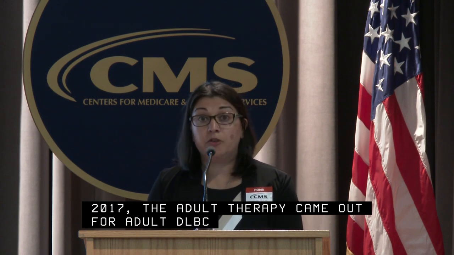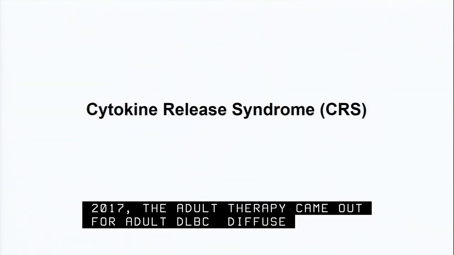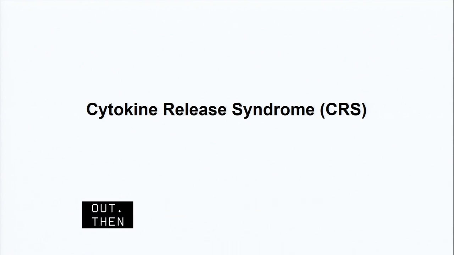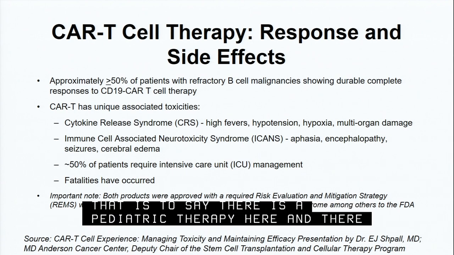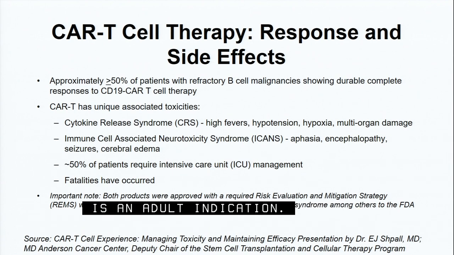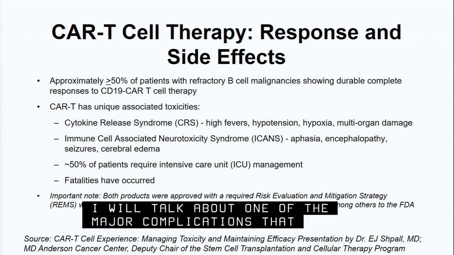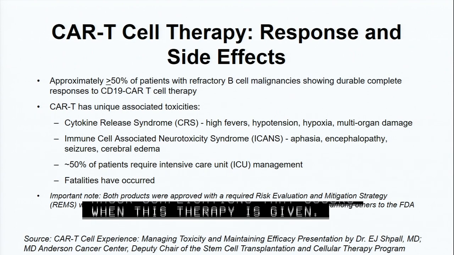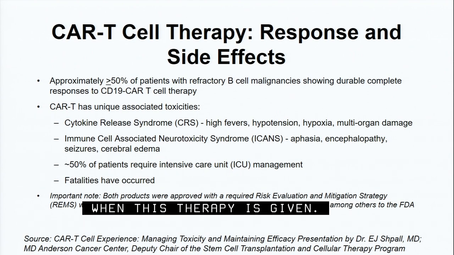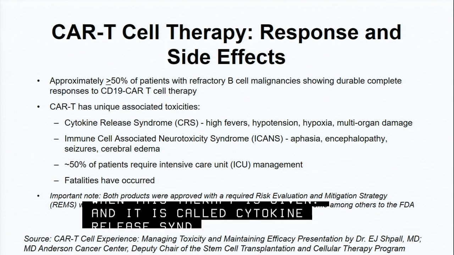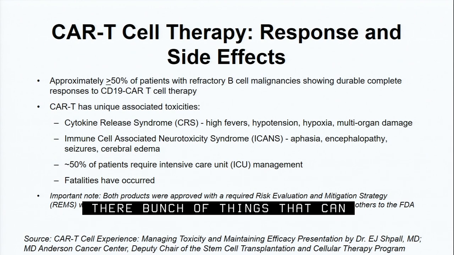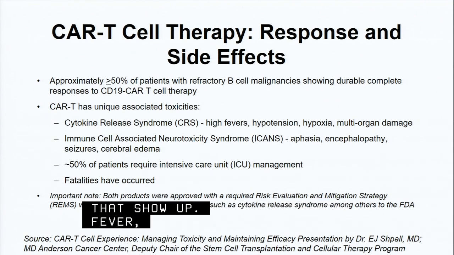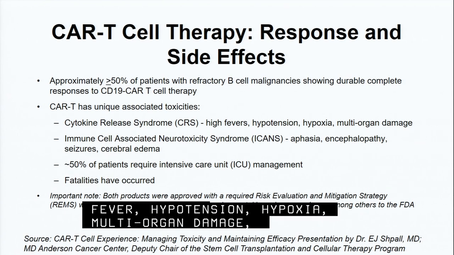What I'm going to talk about a little bit is one of the major complications that occurs when this therapy is given, and it's called cytokine release syndrome. There's a bunch of different things that can happen, and there are unique toxicities that show up with CRS: fever, hypotension, hypoxia, multi-organ damage, and the list can go on. There's another major complication, and we won't talk about it today from a coding perspective, but we'll probably be back to talk about it at some point. That's what's now called ICANS, immune effector cell-associated neurotoxicity syndrome.